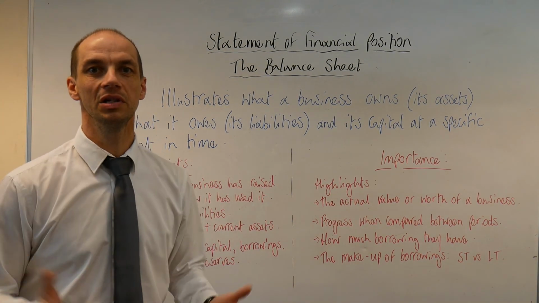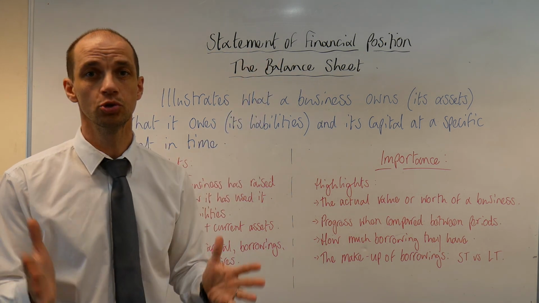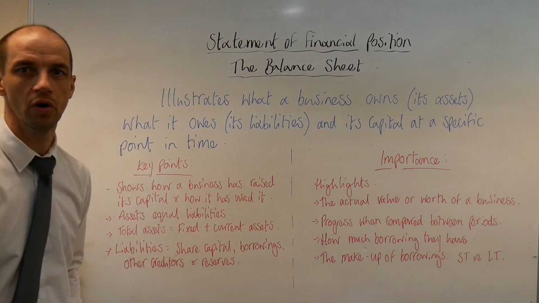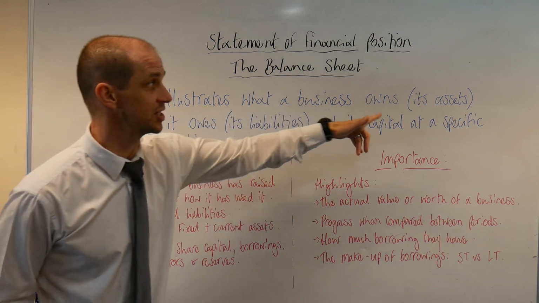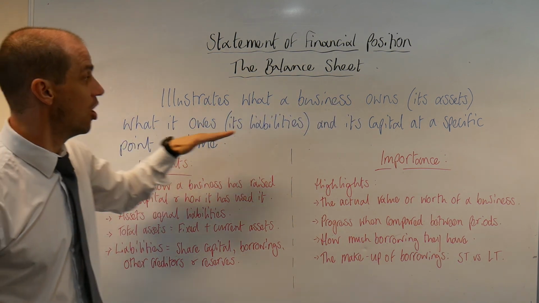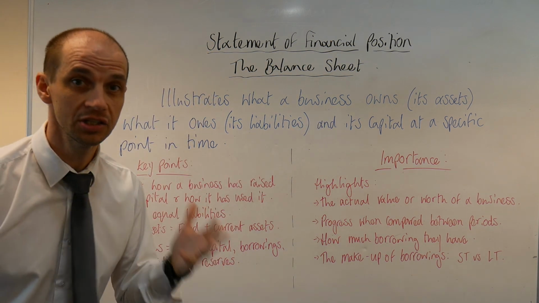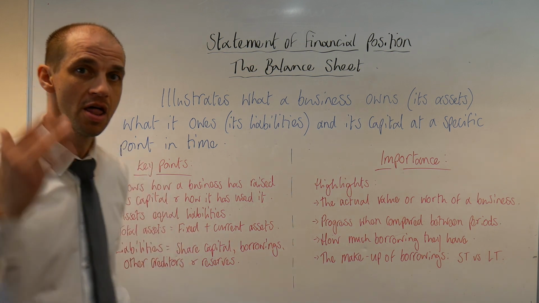Hi guys, so let's now take a look at the statement of financial position, which is also known, of course, as the balance sheet. So let's see what we've got here. Now, this simply illustrates what a business owns, its assets, what it owes, its liabilities, and its capital at a specific point in time. So that's really important that you understand that element.